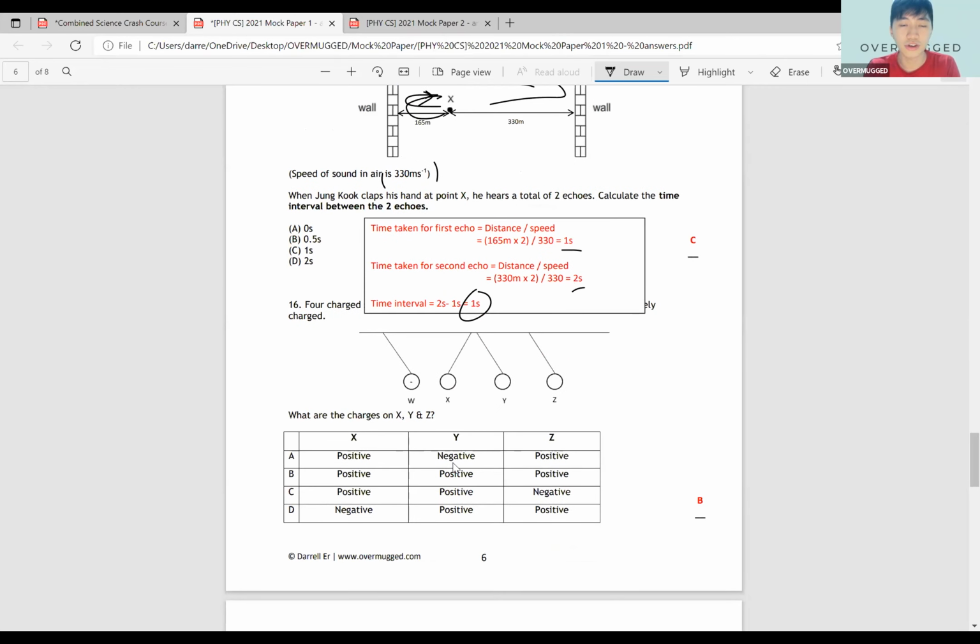Like charges repel, unlike charges attract. So this is minus, this is plus. These two are repelling each other, so plus plus. These two are repelling, so plus. So the answer should be B.